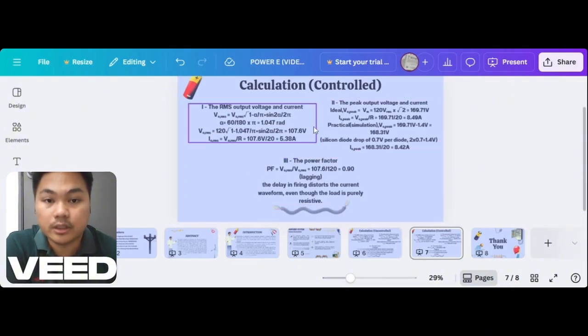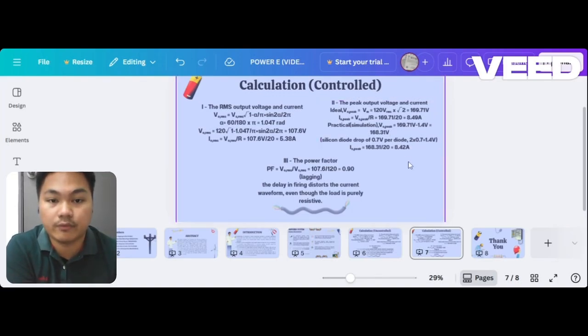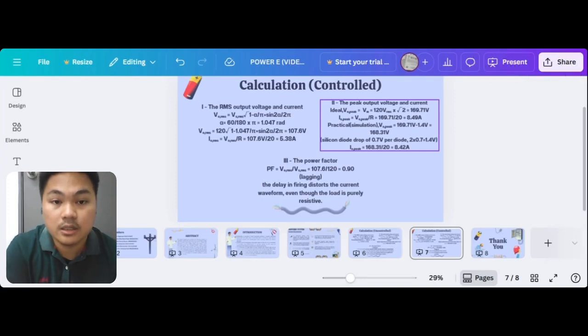The second one, we calculate the peak output voltage and current, the same as the uncontrolled one. The ideal value, V naught peak equals Vm, equals 120 V RMS times square root 2, equal to 169.71 volt. The I naught peak is equal to V naught peak over R, 169.71 over 20, equal to 8.19 ampere. The practical simulation value, V naught peak equals 169.71 volt minus 1.4 volt, equal to 168.31 volt.